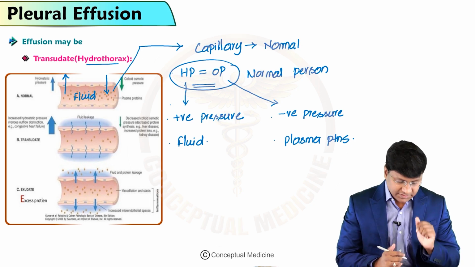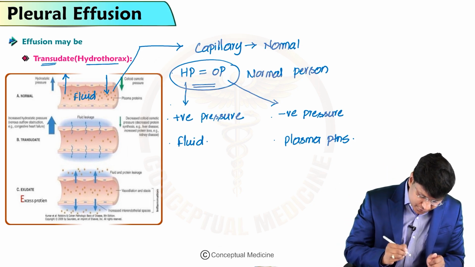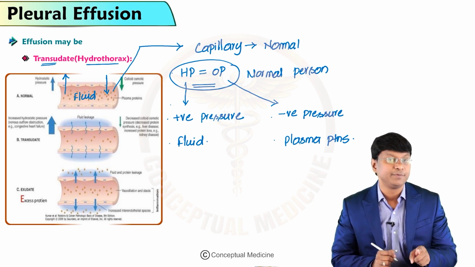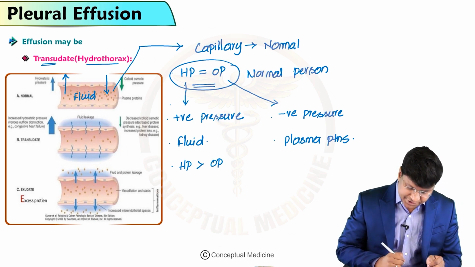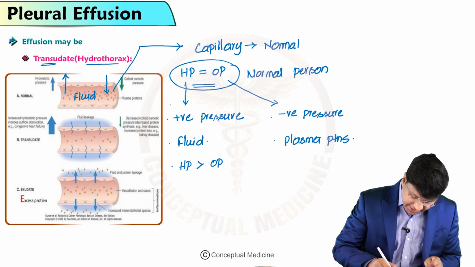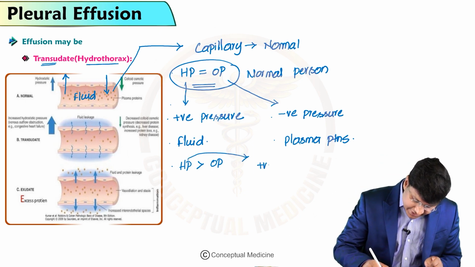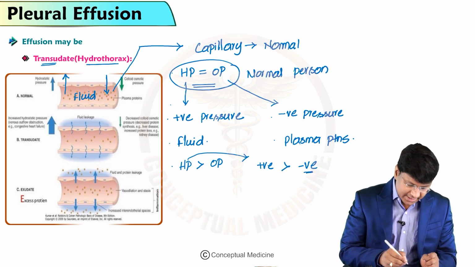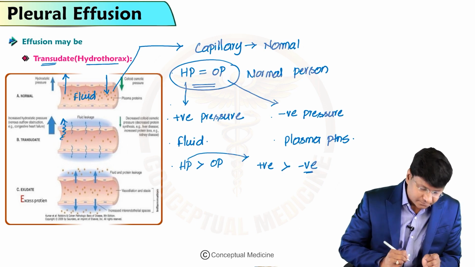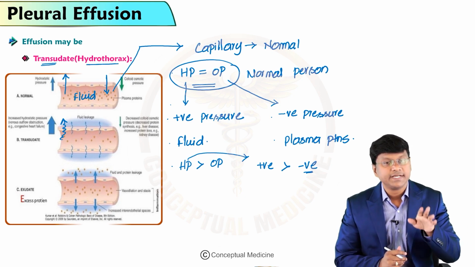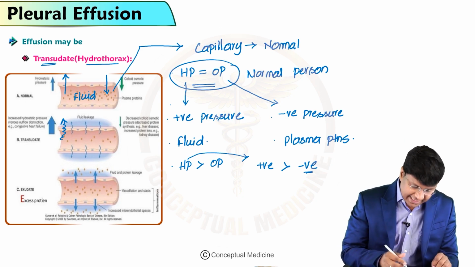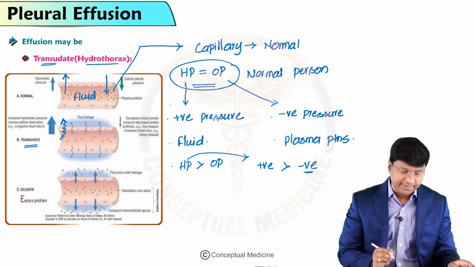But in case of transudative type of pleural effusion, what will happen? The hydrostatic pressure will be more than compared to that of the oncotic pressure. That means the positive pressure is more than the negative pressure. So thereby the fluid will move out of the vessel and enter into the pleural space, resulting in pleural effusion. That is what will happen in case of the transudative type of pleural effusion.